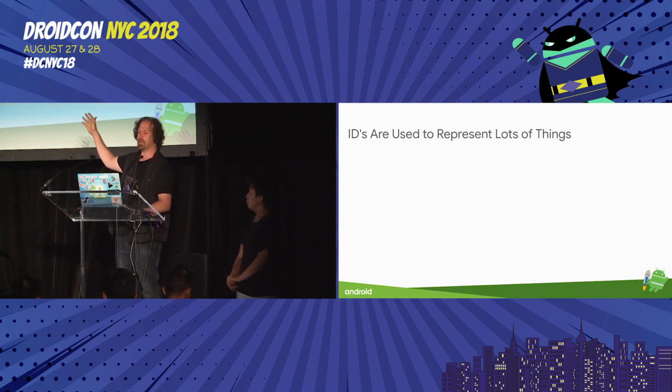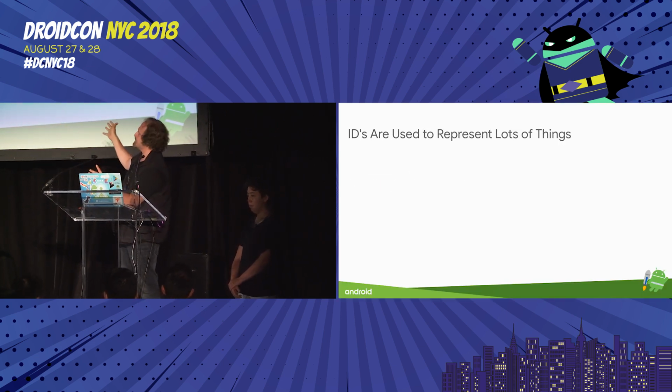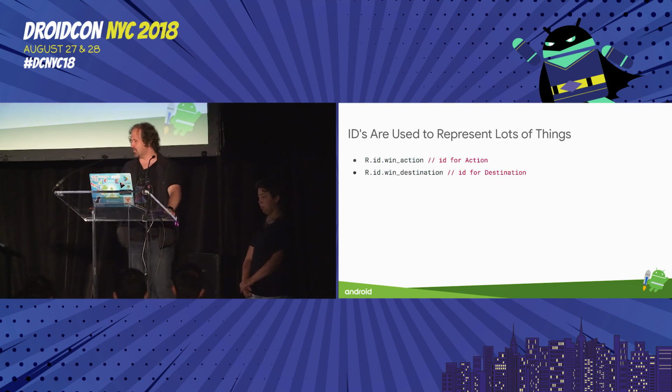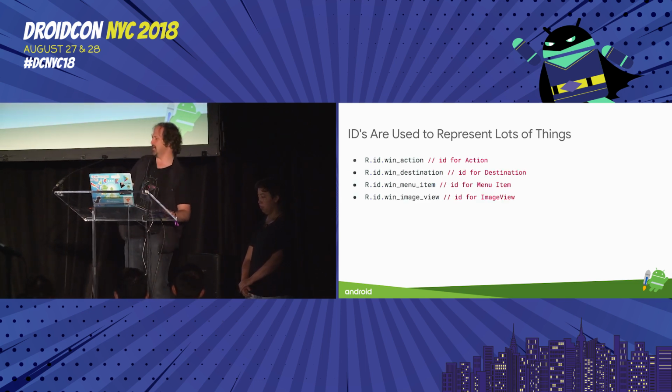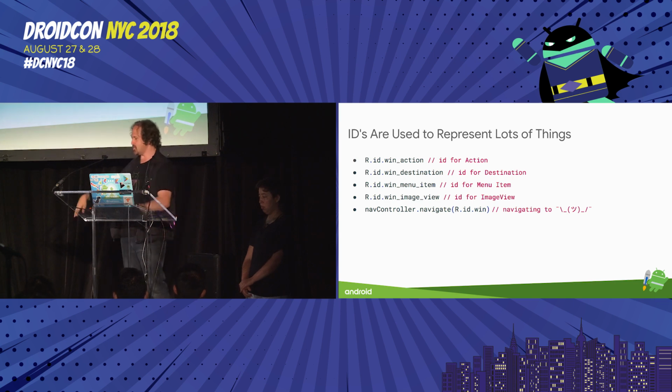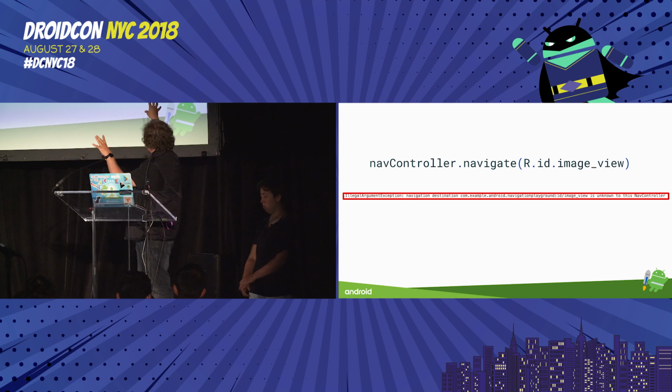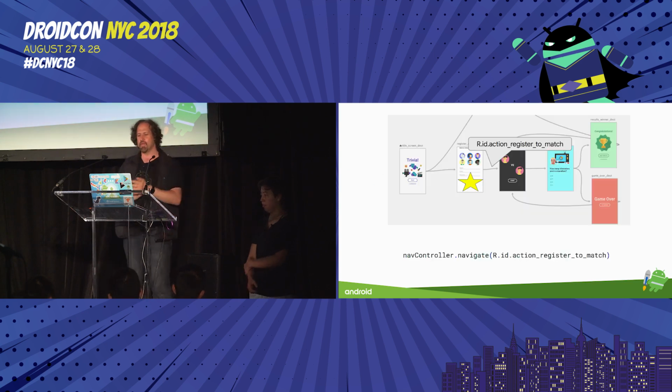So as you all know, in Android, IDs are used to represent lots of things, far too many things. Things like actions, destinations, menu items, image views, and you can pretty much navigate to whatever you want, and that will be unhappy. So, using sensible naming conventions does help with this, but it doesn't solve this problem. You can still go and try to nav to an image view, and you will get a lovely runtime crash.